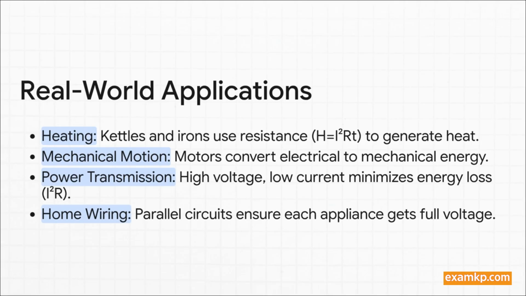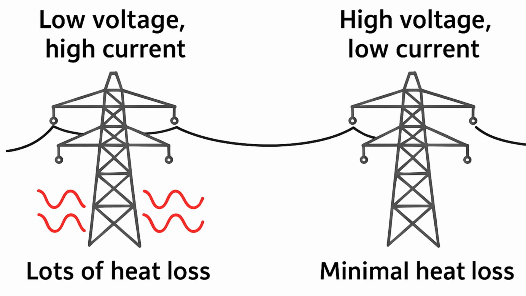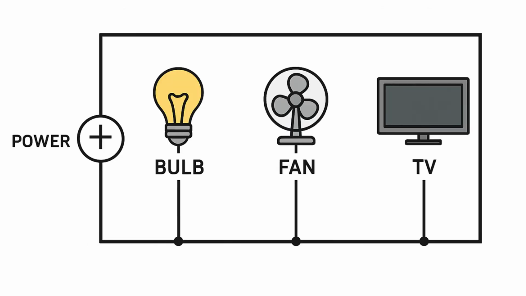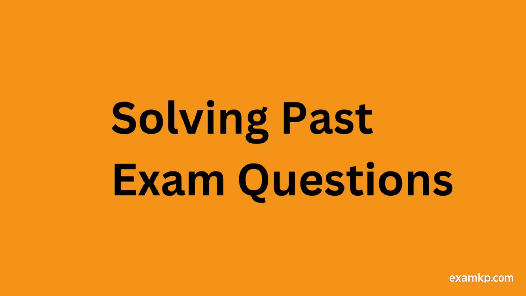And hey, ever wondered about those giant power lines? They send electricity at super high voltage on purpose. Why? To keep the current low. Remember, energy loss is I squared R, so a tiny current means way less energy is wasted as heat on its way to your house. Even the way your home is wired with parallel circuits is designed so every single appliance gets the full voltage it needs to work properly. See, it all connects.